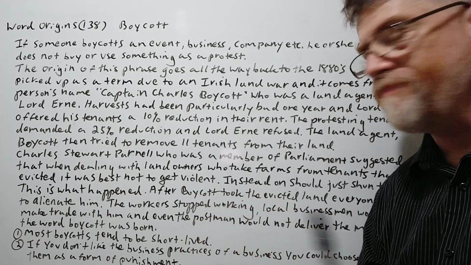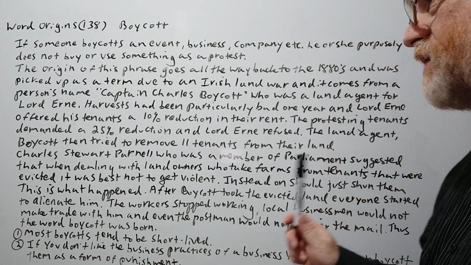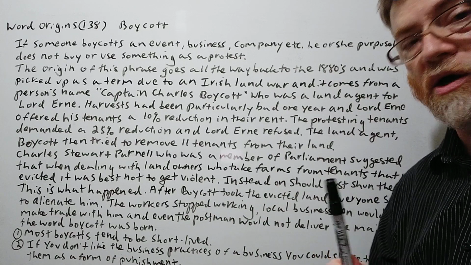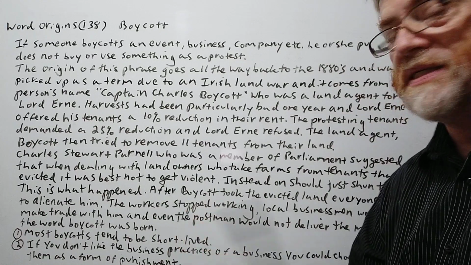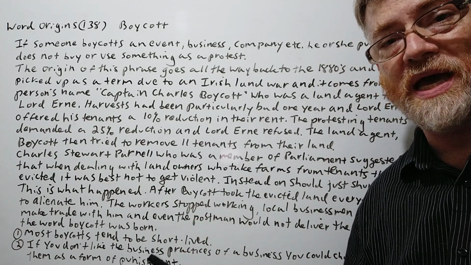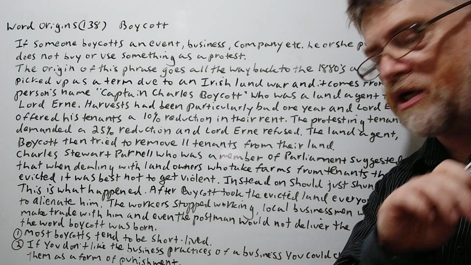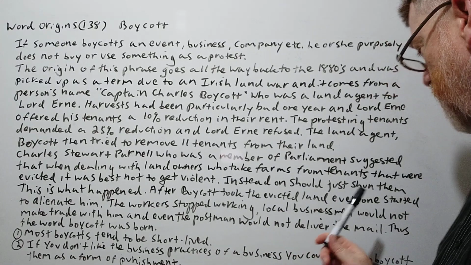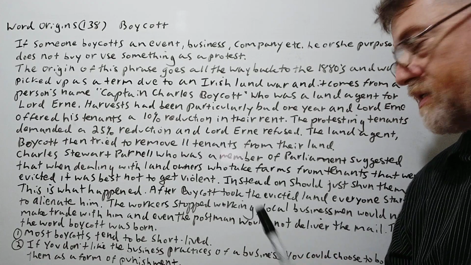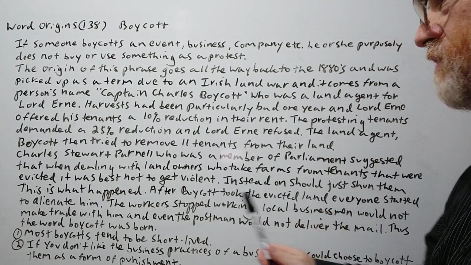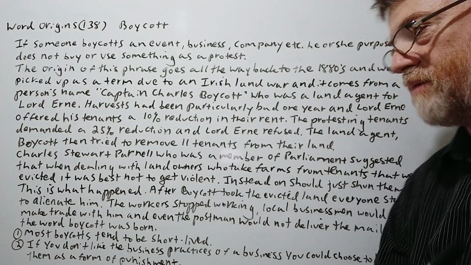Charles Stewart Parnell, who was a member of Parliament, the government, suggested that when dealing with landowners who take farms from tenants that were evicted, it was best not to get violent, because sometimes these things could get violent. Instead, one should just shun them, don't pay any attention to them, just ignore them. This is what happened. After Boycott took the evicted land, everyone started to alienate him. So they shunned him, they wouldn't talk to him, they wouldn't deal with him, they wouldn't do anything.